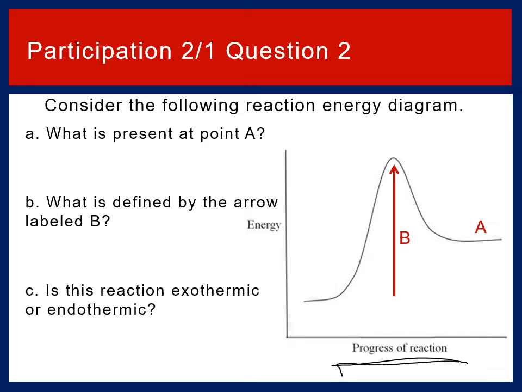Again, based on this reaction diagram over here, where I have A and B, basically what is present at A, what is represented in that portion of the energy diagram, what is described by that arrow B next to it, and then is this reaction exothermic or endothermic?